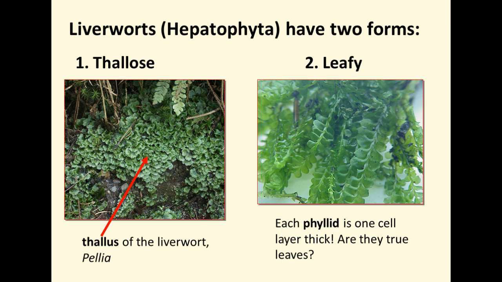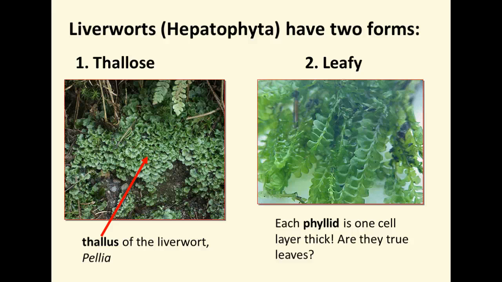All right, so let's look at a couple of forms of liverwort. So you guys looked at a thallus. Okay, so we have a thallus over there. And here we have leafy liverwort. So you have phyllids here, which are those primitive leaves. So we also call the little green structures in mosses phyllids. But guess what? They're only one cell layer thick. So I've already told you that they're not true leaves, right?